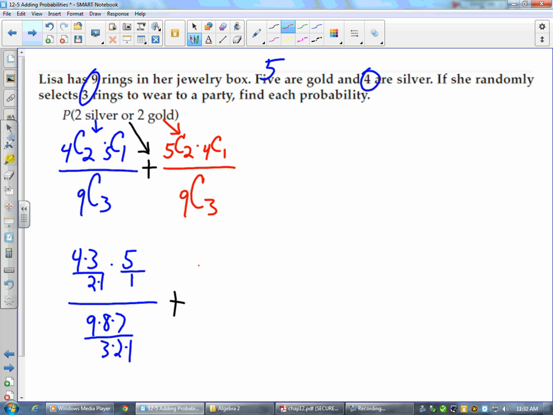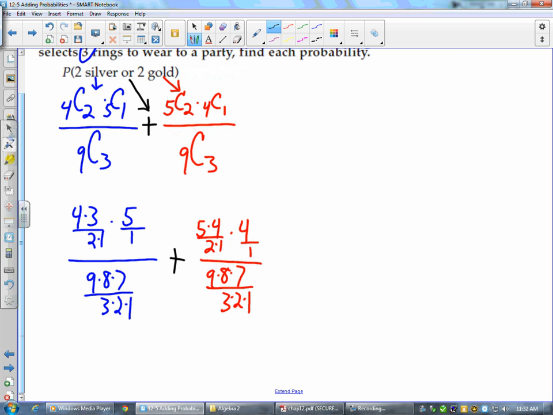and then let's go over here, 5 times 4, I'm only picking 2 of them, divide by 2 factorial, times 4, and I'm only picking 1, so divide by 1 factorial, all over the same 9 times 8 times 7, I'm choosing 3 rings, and divide by 3 factorial, 3 times 2 times 1. So now let's do a little simplifying. The 2 and the 4 cancels out, leaves a 2.